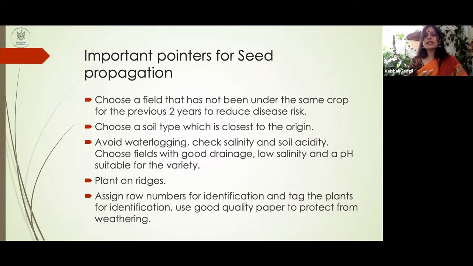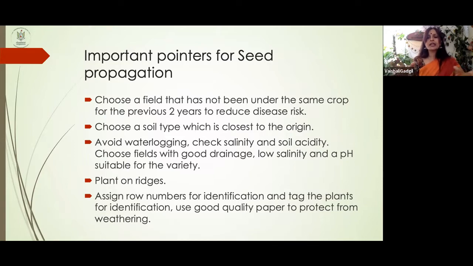For farmers, choose a field that has not been under the same crop for the previous 2 years, because that would reduce the risk of soil-borne diseases which could be there in the soil. So make sure that you are not using the same field. Choose a soil type which is closest. Sometimes you have picked up something which grows very well in red soil or black soil, so you have to choose a soil accordingly, create an environment, and check the salinity, the pH level of the soil, and the drainage. These are a little technical to understand right now, but this is what will actually give the results. These are the steps to understand initially.